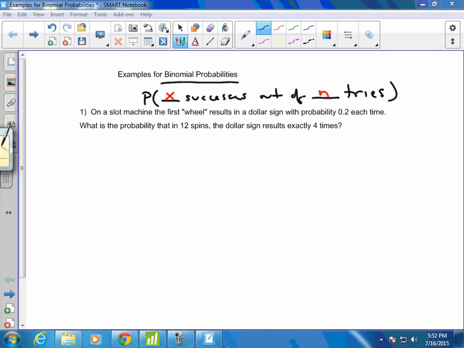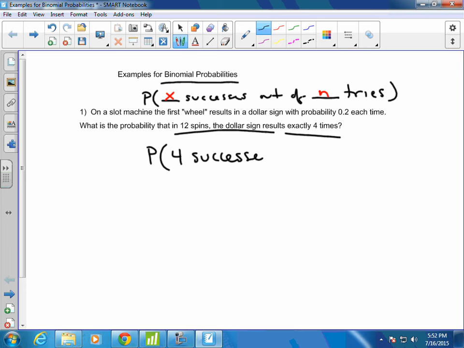Now here's the next sentence that tells me for sure what I'm doing. What is the probability that in 12 spins the $ sign results exactly 4 times? You've got to think that's saying: find the probability of 4 successes out of 12 tries, or 12 trials. So it tells me it's binomial.